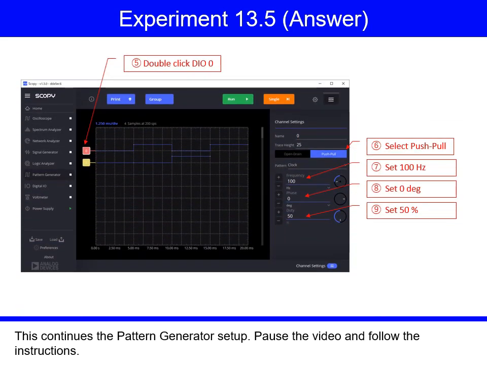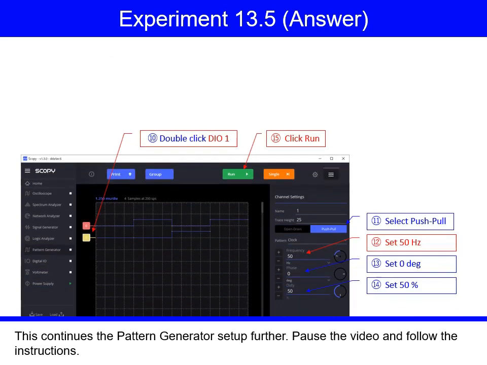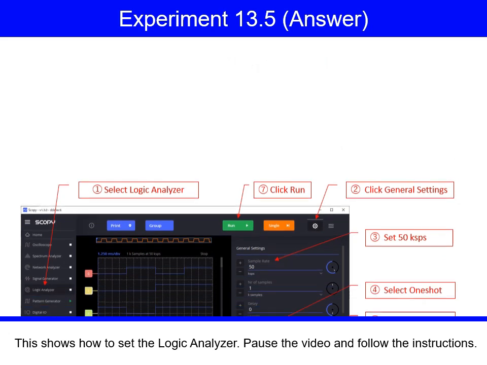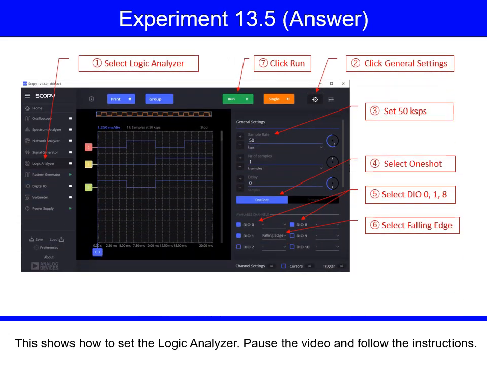This continues the pattern generator setup. This continues the pattern generator setup further. Pause the video, and follow the instructions. This shows how to set the logic analyzer. Pause the video, and follow the instructions.